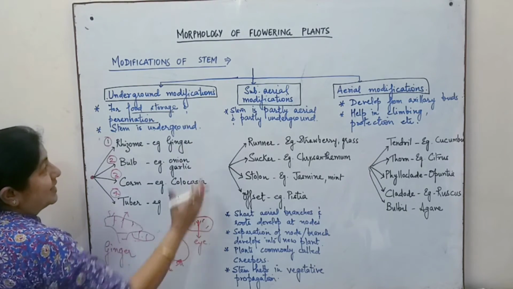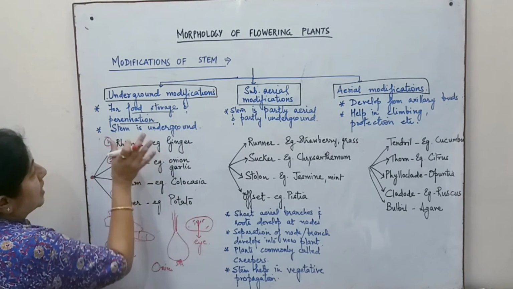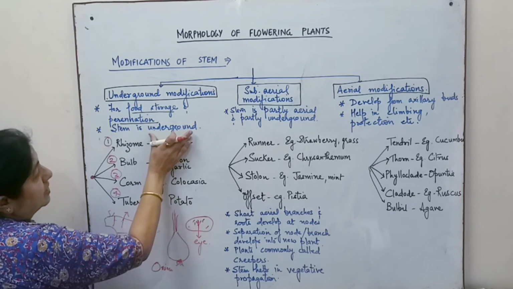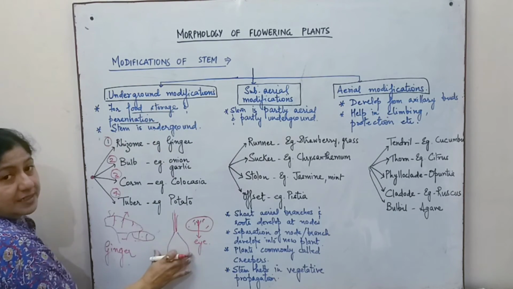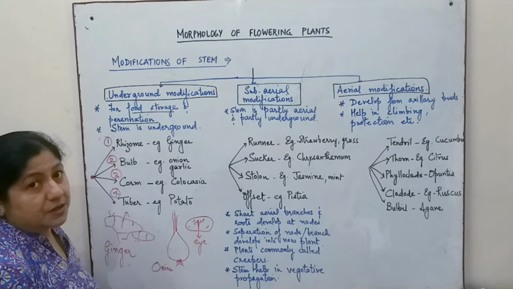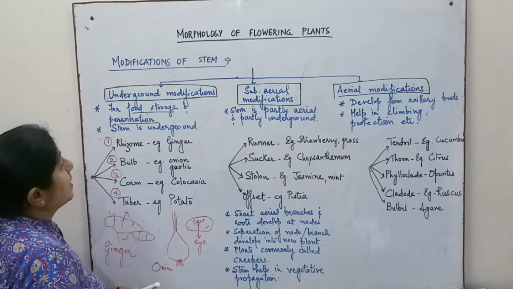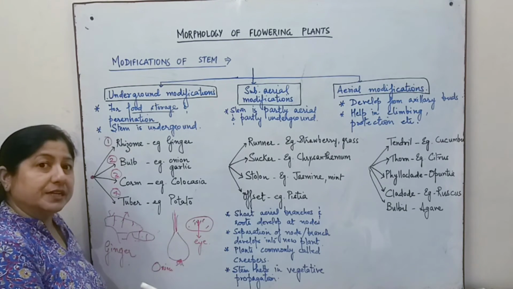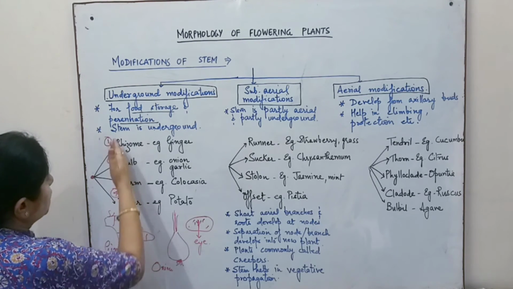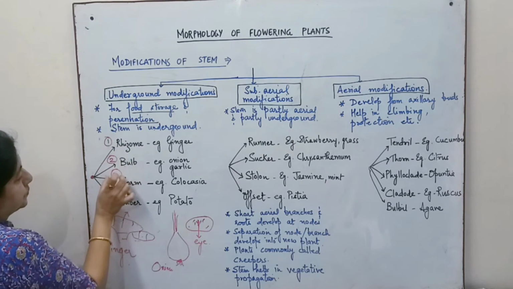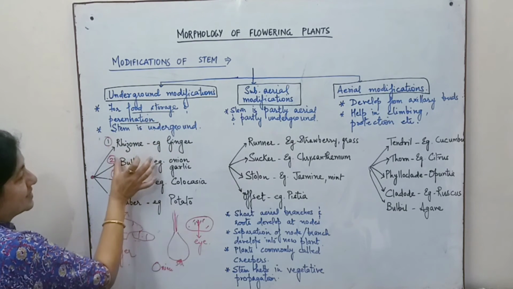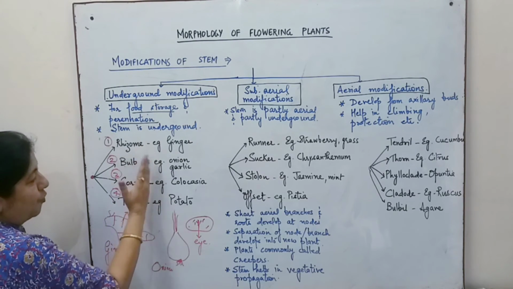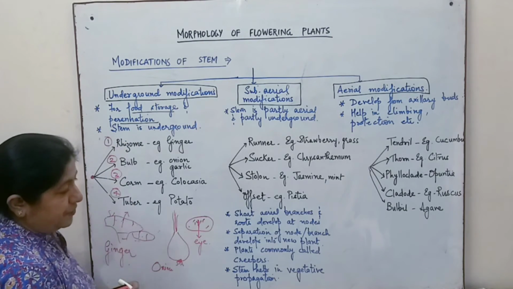So we find that in all these cases, the stem is swollen, it is underground, it is storing the food, and because of it, it is swollen, and this nature of the stem helps in the perennation or the survival of the plant during the unfavorable condition. So the rhizome, bulb, corm and the tuber are four different types of the underground modification.